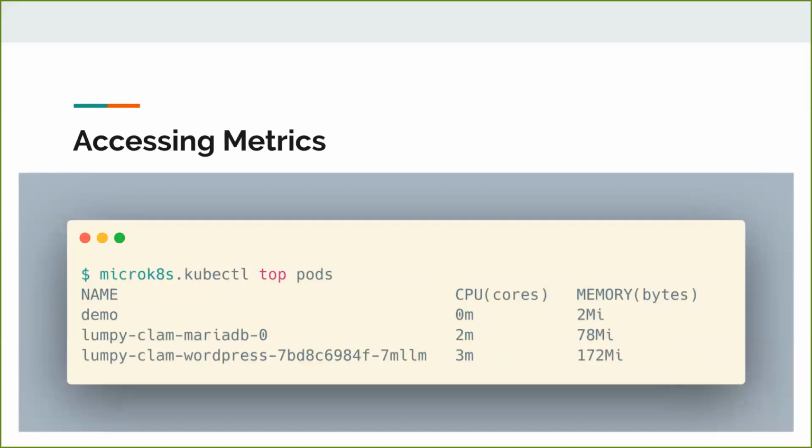Metrics: everybody's familiar with top, that's best with Linux. So kubectl supports the top command. If you have the metrics server installed, after it's had some time to collect metrics, you will see this pop up. And so you can see here that I'm using 78 megabytes of memory for my MariaDB, 172 for WordPress, and then my CPU core usage.